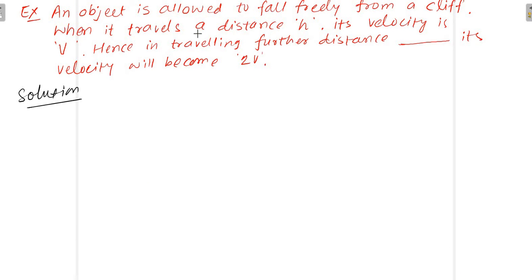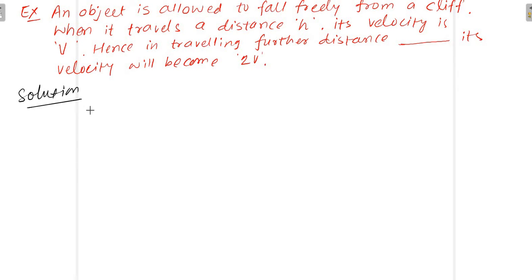So this is the example. An object is allowed to fall freely from a cliff, a higher place. When it travels a distance h, its velocity is v. Hence, in traveling a further distance, how much, its velocity will become 2v. So the object is allowed to fall freely.